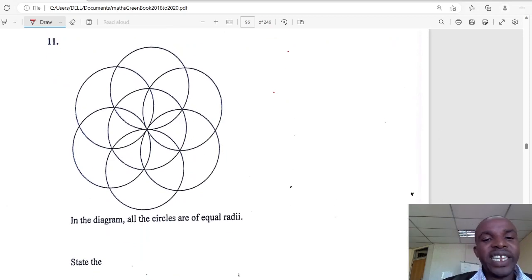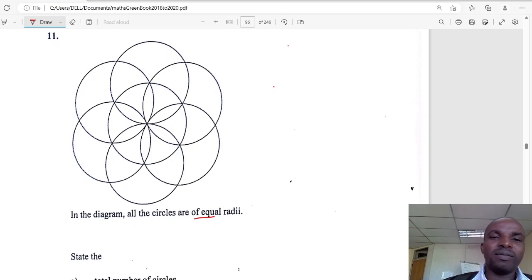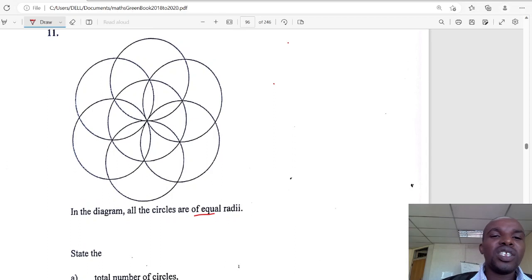These are circles. In the diagram, all the circles are equal. So all the circles are of equal radius, which means these are identical circles, right? State the total number of circles. So total number, you can say this one 1, 2, 3, 4, 5, 6. Then at the middle is 7. So there are 7 circles.